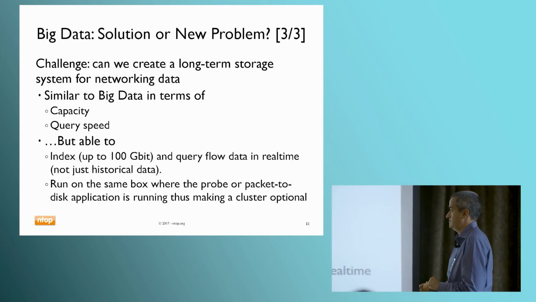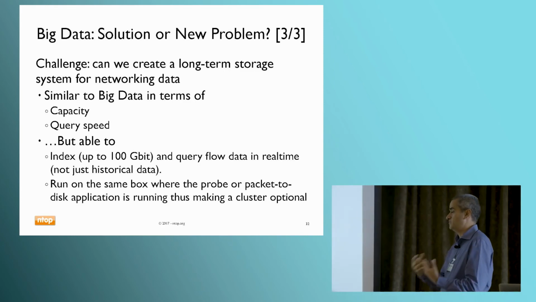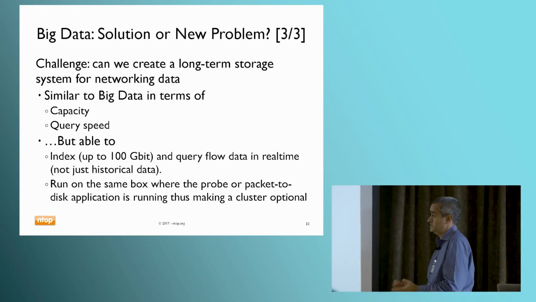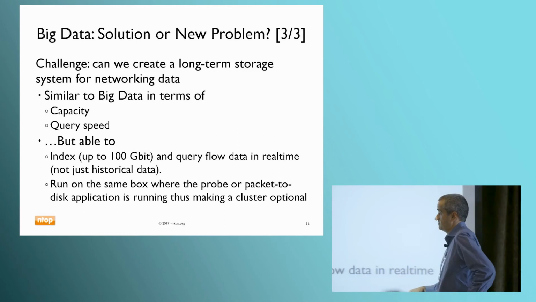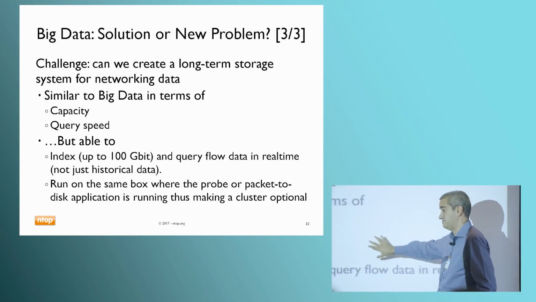Not everybody has that. I told you the example of the research network before. These people are moving to 100 gigabit because 100 gigabit is here today, but they don't have the expertise to run the system at such a high speed. So we want to combine visibility and capacity and query speed.